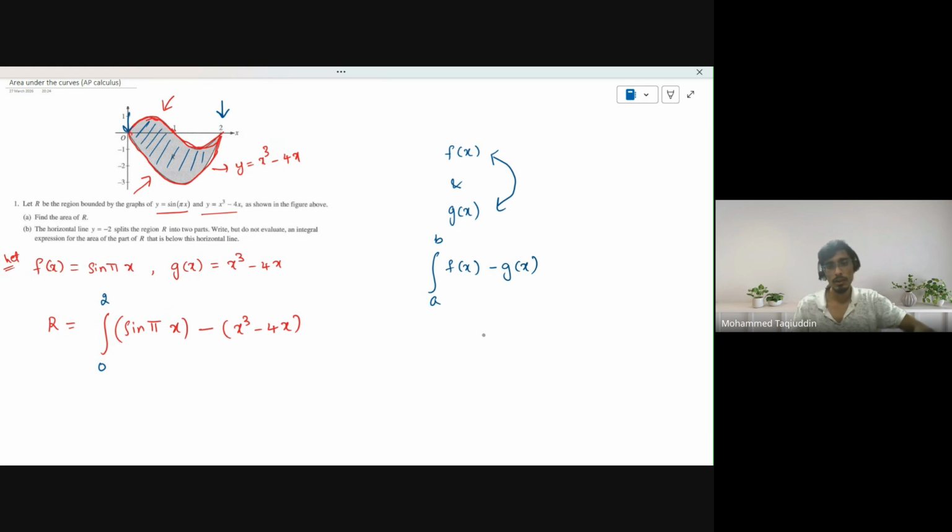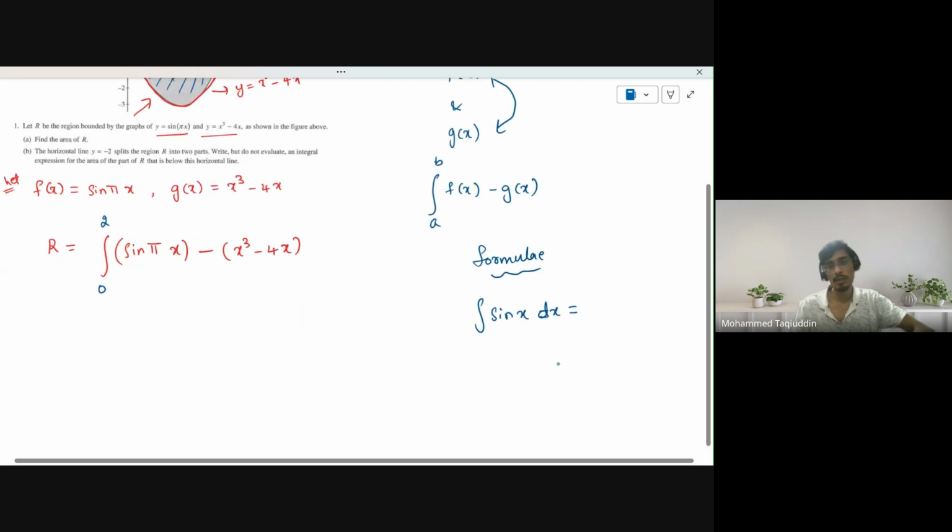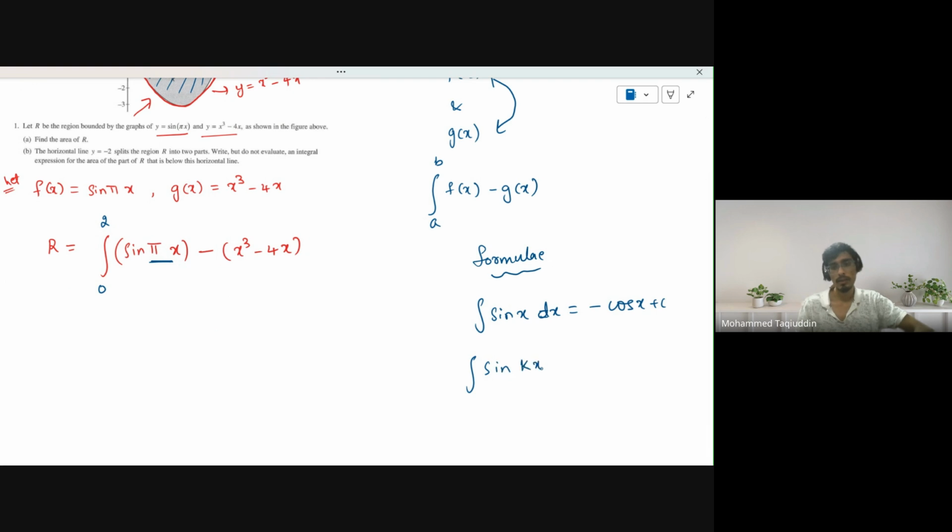You should know this formula. What is that? Integration of sine x with respect to x is obviously minus cos x plus c, isn't it? But then you don't have sine x, you have sine pi x. So according to the rule, the integration of sine kx dx would be minus cos kx upon k, plus c.